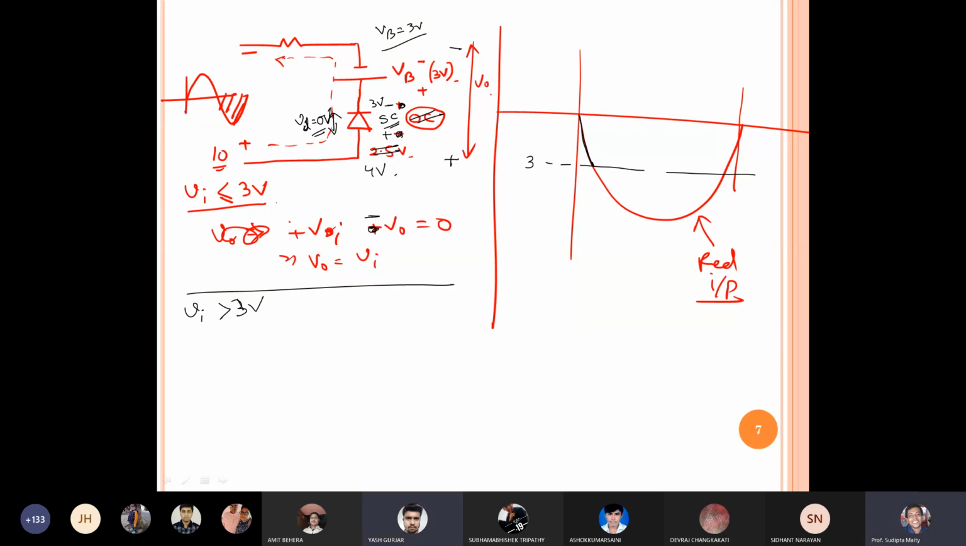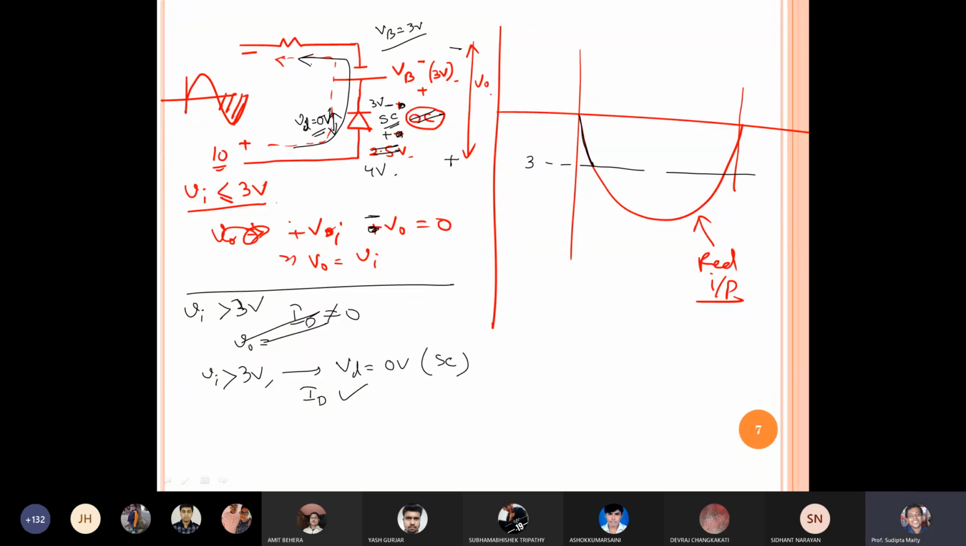Now for my V naught, this circuit is completed now, because current is flowing in this direction, because Vi is greater than 3 volt. So ID is not equal to 0. Now as Vi is greater than 3 volt, VD is 0 because it is short circuited. So that means there is a loop formation. As there is a loop formation, ID will have some value. Agree?